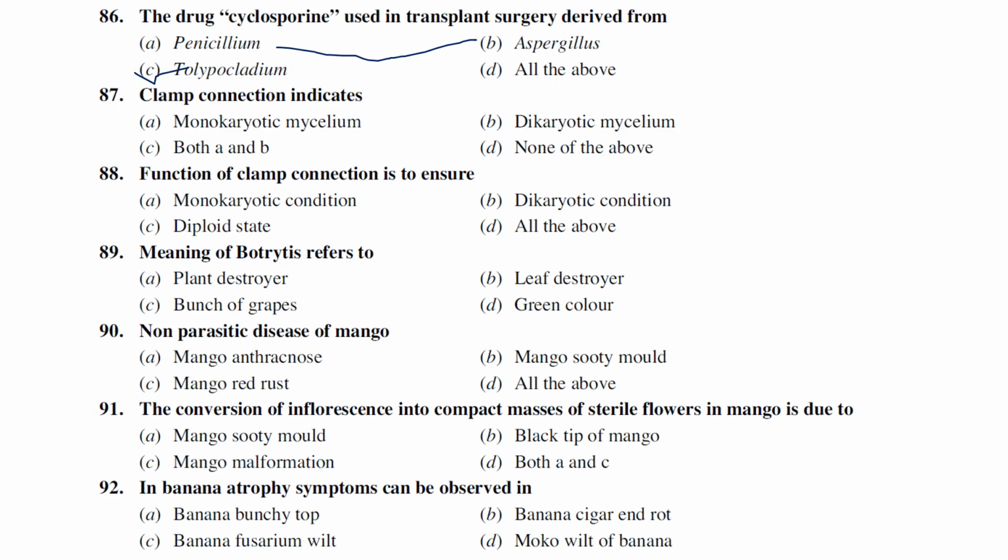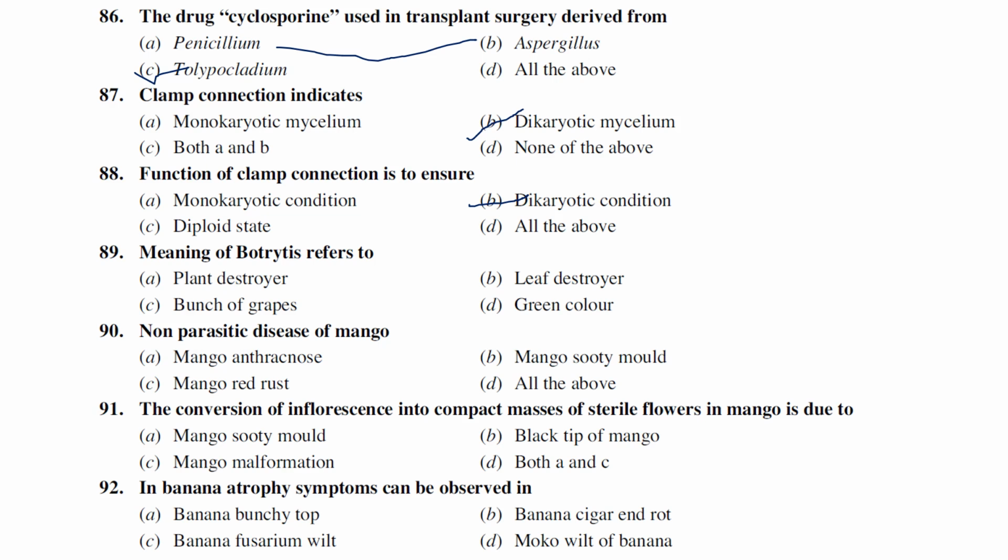Clamp connection indicates. So which of the following options generally does the clamp connection indicate: monokaryotic mycelium, dikaryotic mycelium, both A and B, none of the above. So we know very well that this clamp connection is mainly observed in the Basidiomycota group of fungi, right? So we can observe it in dikaryotic mycelium. Again, the special feature of Basidiomycota is the dikaryotic mycelium, right? So function of clamp connection is to ensure monokaryotic condition, dikaryotic condition, diploid state, and all the above. So the function of a clamp connection is to ensure the dikaryotic condition of the hyphae. That is the main function of the clamp connection.